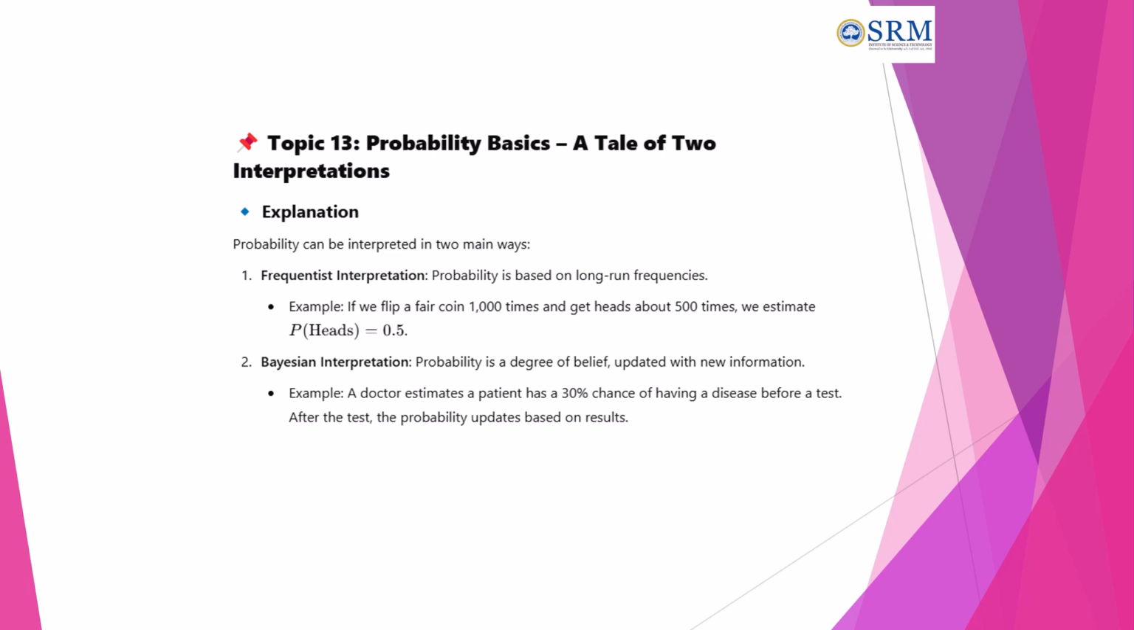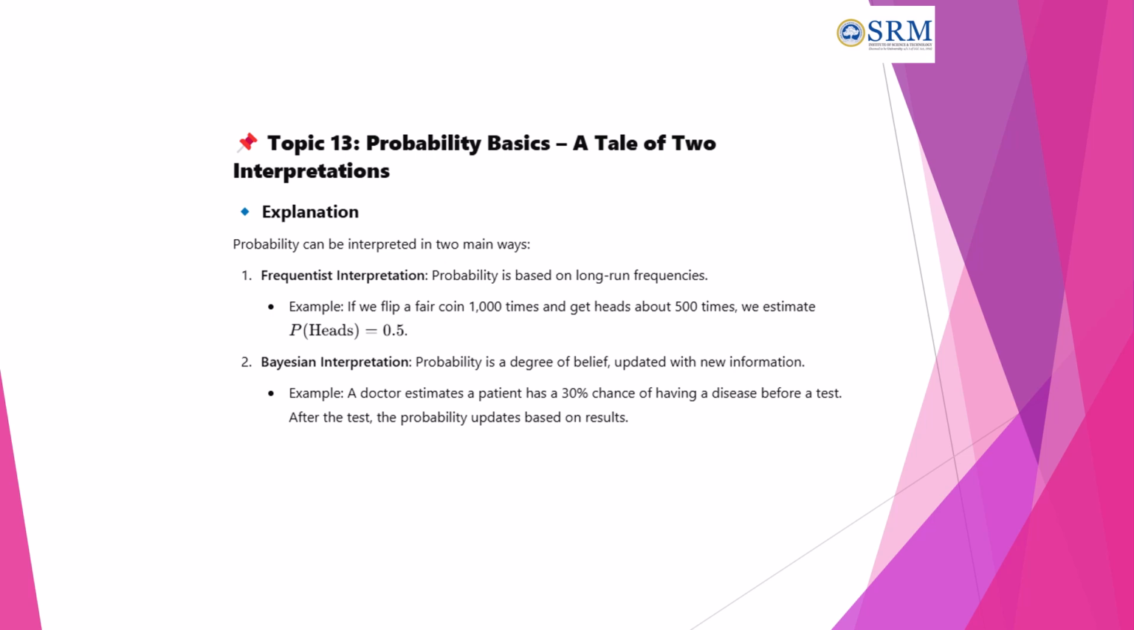For example, if a fair coin is flipped 1000 times and lands on heads about 500 times, the probability of heads is estimated as P(heads) = 0.5. This approach relies purely on observed data without considering prior beliefs.